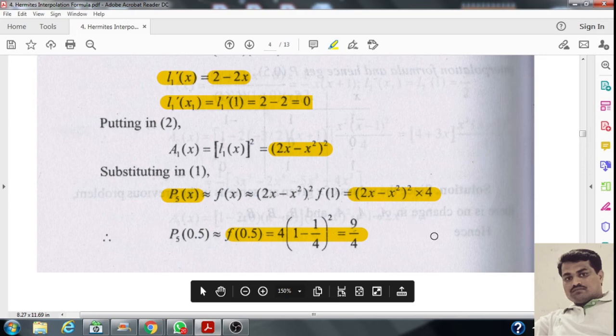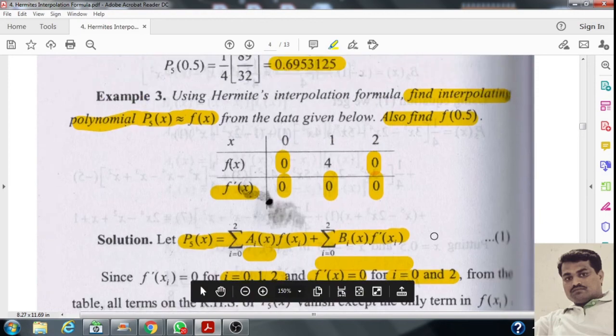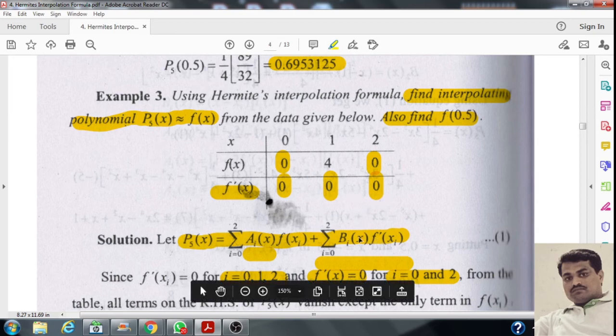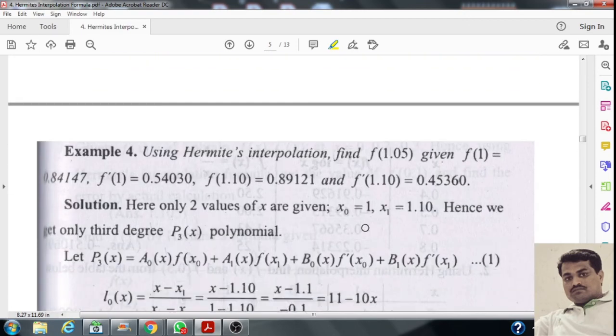In this example, this is the shortcut way. You remember or you check for which values f of x and f dash of x is 0. If that term is 0 then you skip that corresponding coefficient. Otherwise, if you find out that coefficient, ultimately at the end the value of that whole complete term corresponding to the values of f of x and f dash of x will be 0. Hence you check where it is 0 and where it is non-zero, and as per that you can reduce your time and get the effective and immediate solution for the given problem. Okay, then we discuss the next question.